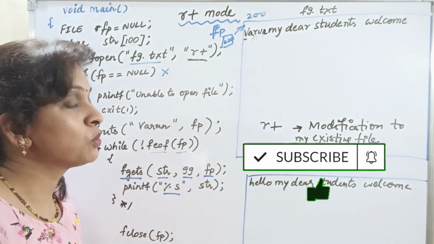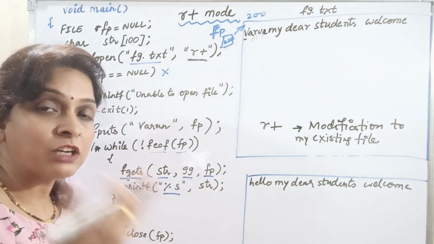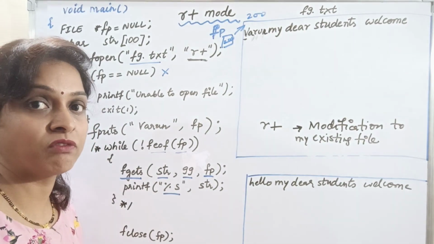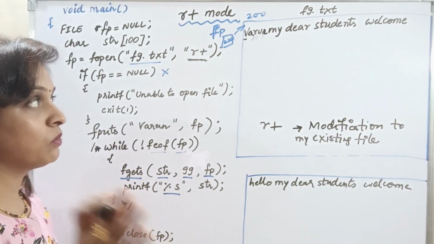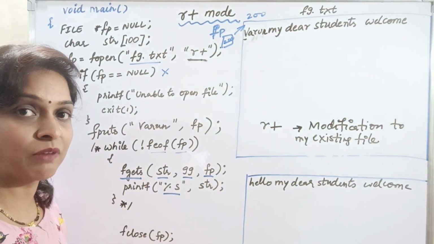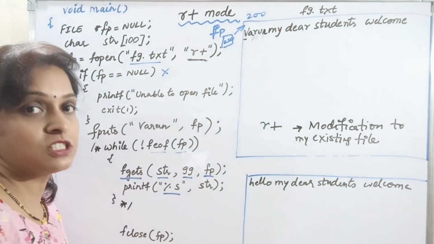You can also place the pointer at the respective location and do the overwriting of data. For that we need to learn the different pointers that we use with files, which we are going to deal with in a separate video. So you can place the pointer wherever you require and do the modification. But right now in R plus mode, the file will be opened, contents will not be erased, the pointer will be at the first position, and whatever I write gets overwritten from the first position.